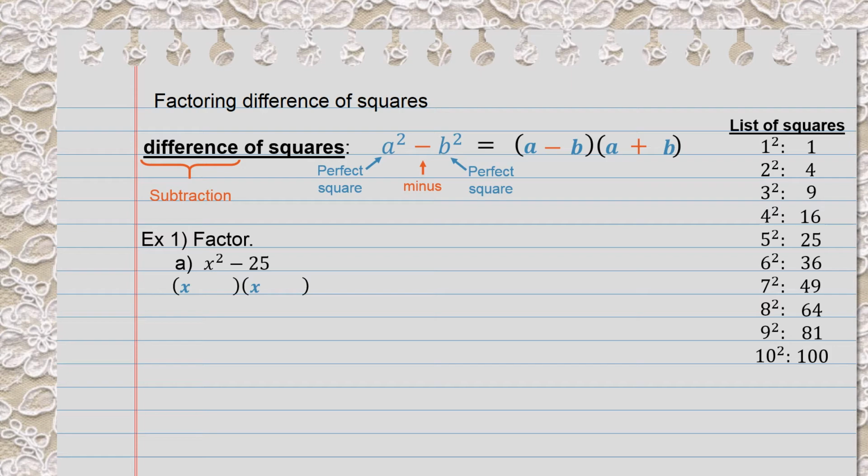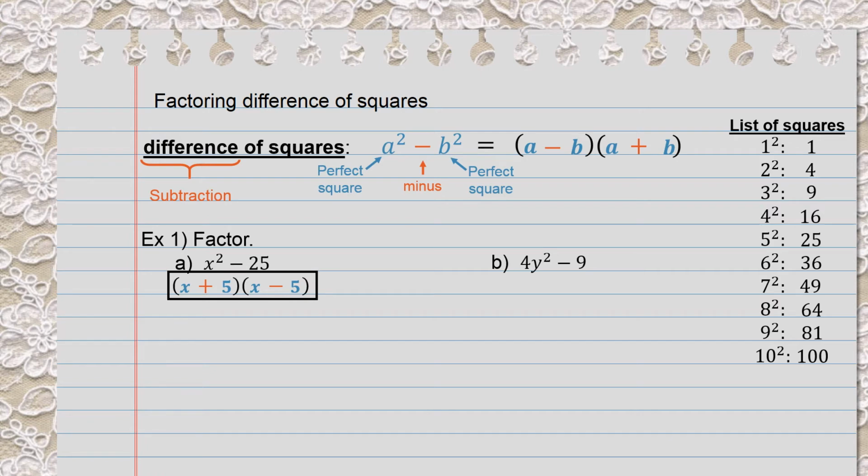Now we look at 25. What number times itself would give you 25? Well, that would be 5. And so that would be the second term in both sets of parentheses. And then the last part, we need different signs. One's a plus, one's a minus. Again, it does not matter which order you put that in, plus then minus or minus then plus. And that would be your answer.